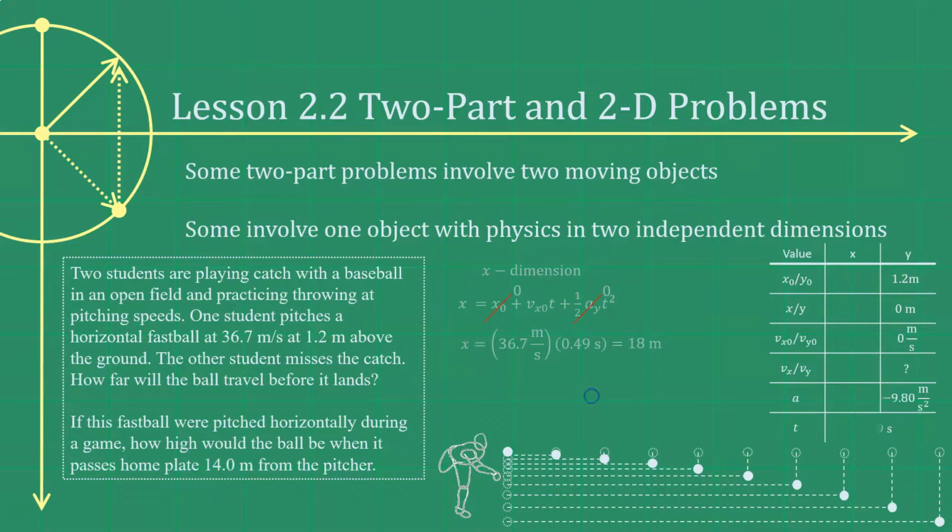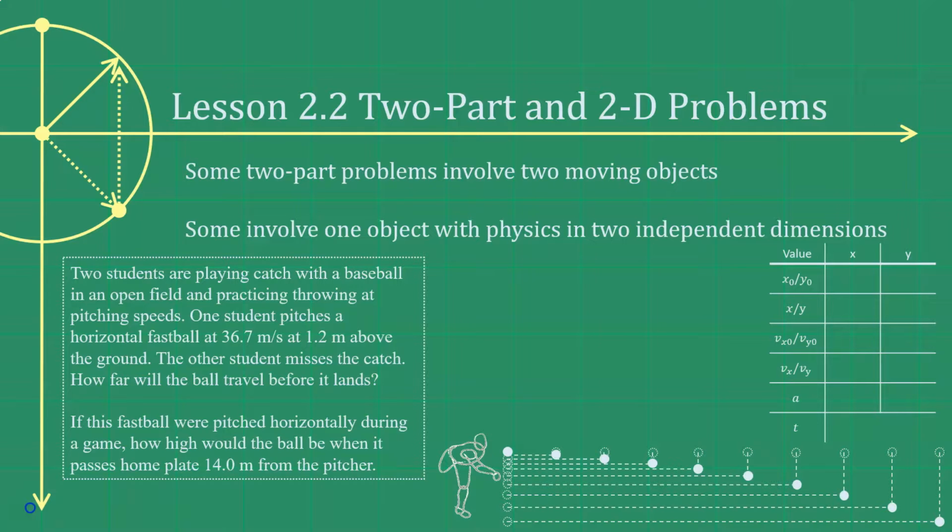All right, what about the second part of this problem? Am I able to figure out if this fastball were pitched horizontally, how high is it going to be off the ground when it passes home plate? Now, how is this problem different? Well, I'm going to have the same initial speed and the same initial height above the ground from where the ball is thrown, but it's not going to hit the ground anymore.